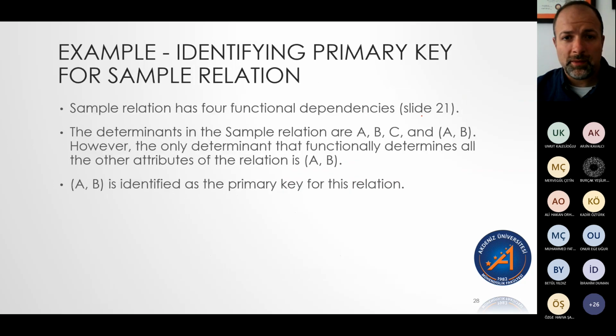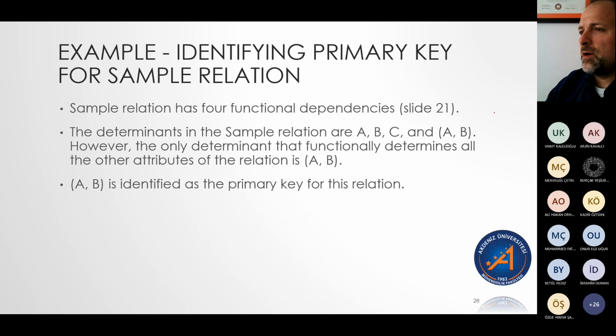So if we look at the determinants in our example relation here, A, B, C, and the combination of A and B. The only determinant that functionally determines every other attribute is the combination of A and B. Okay, so A and B would be our primary key.